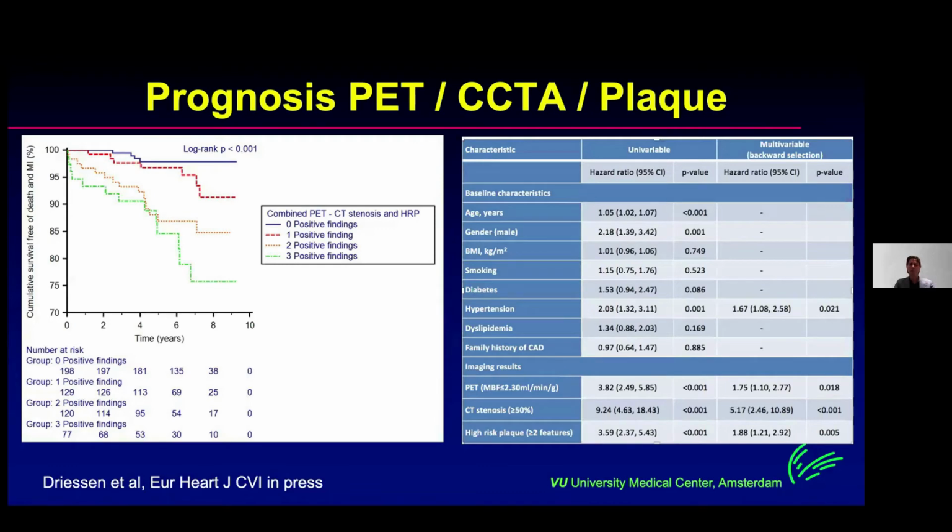But the most important thing is what all these things add. And the most important thing is that ischemia is important. CT angiography, plaque burden is important, but also plaque features are important. So take a look at all these features together and you get a more comprehensive view on what you'd like to see.